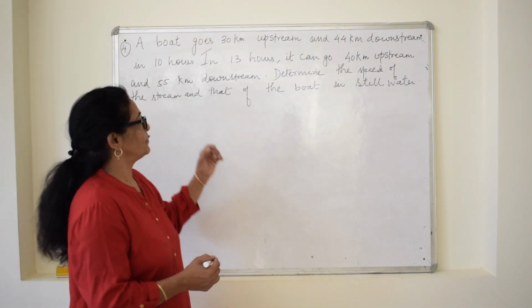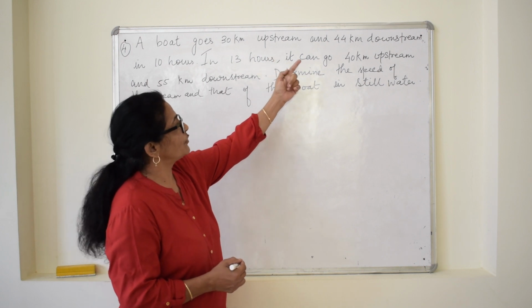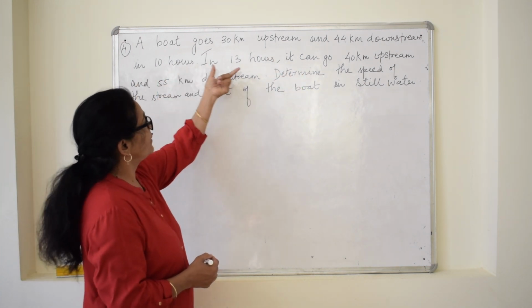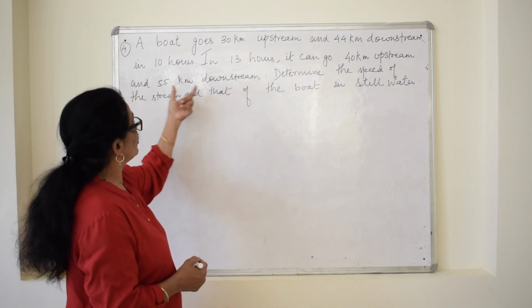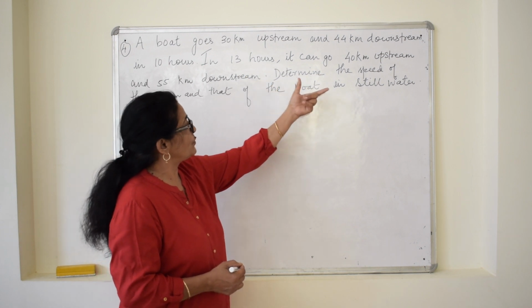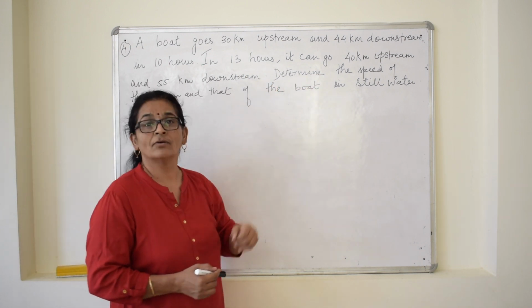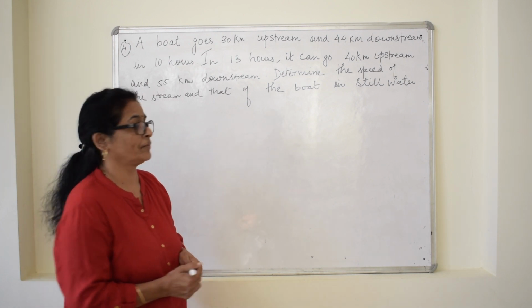Now see this example: a boat goes 30 kilometers upstream and 44 kilometers downstream in 10 hours, and in 13 hours it goes 40 kilometers upstream and 55 kilometers downstream. Determine the speed of the stream and that of the boat in still water. It is very important to understand the meaning of upstream and downstream.